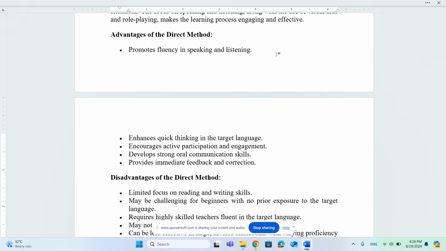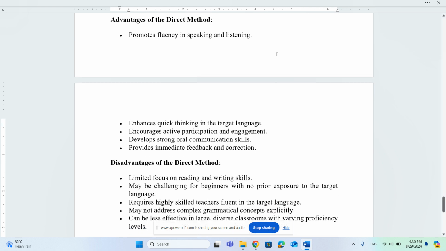Next one is it enhances quick thinking in the target language. If we teach the target language or English language with the help of the direct method, it helps to enhance quick thinking in that target language. It means they think in the same language rather than thinking in the native language and translating it into the target language. Next one is it encourages active participation and engagement of the students. It develops strong oral communication skills. It provides immediate feedback and correction. These are some of the advantages of the direct method.